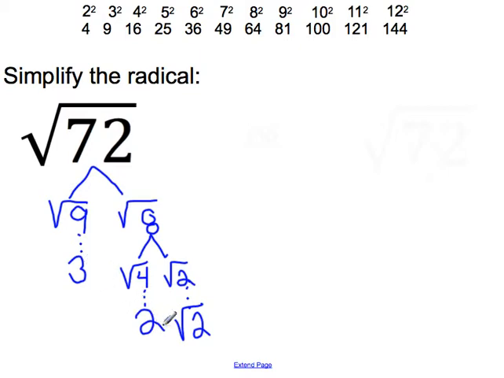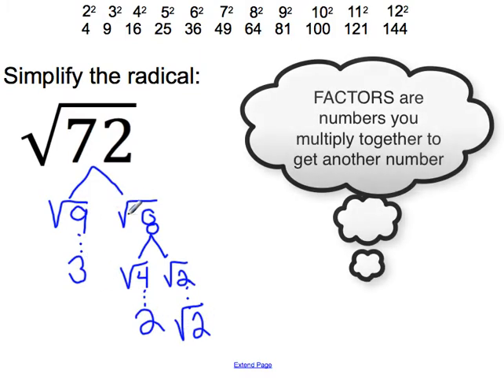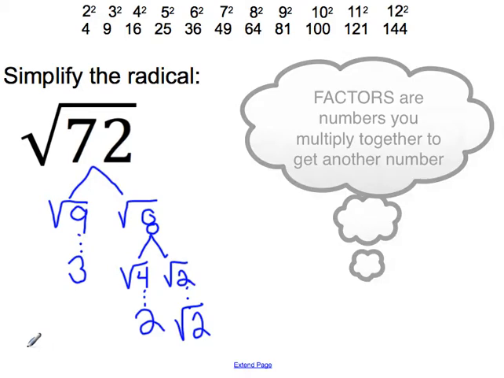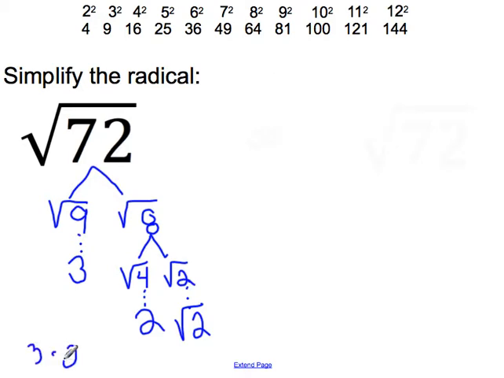Now to write this full answer, since these are all factors, that means we multiply them together. I'm going to actually multiply all of the factors that I have in the answer. So I'm going to be multiplying 3 times 2 times square root of 2, which is 6 square root of 2.